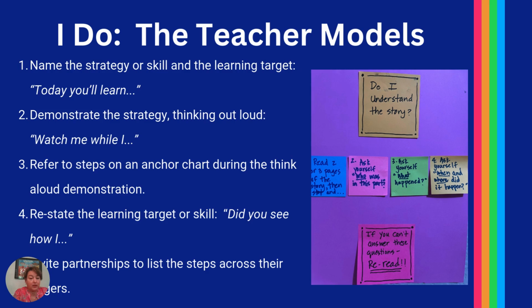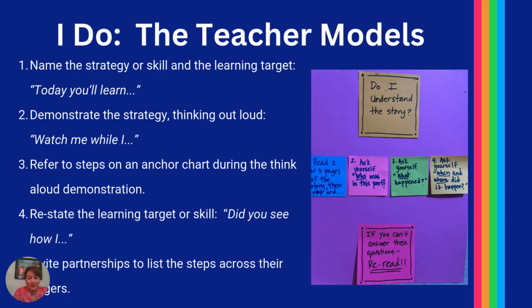And I would say something like, now I'm going to ask myself, who was in this part? And I can answer that question. And then move on to step three. Now I need to check on myself and ask, what happened? And I'm going to think out loud about what happened in the text. And then step four is where and when this thing happened. And I'm going to share that out loud with students.